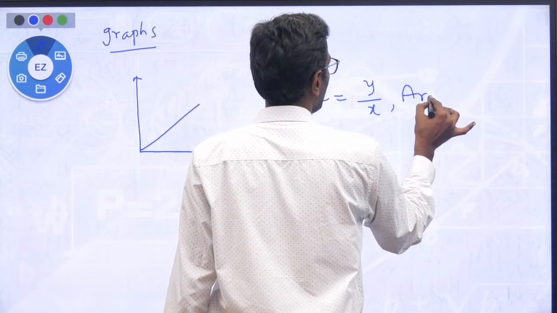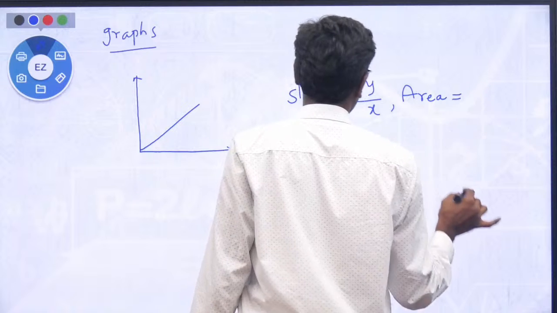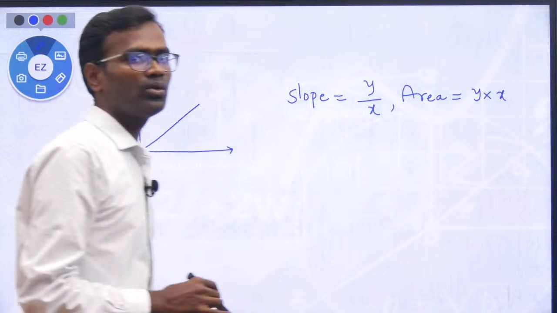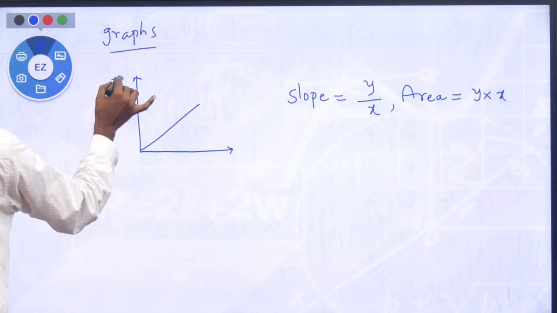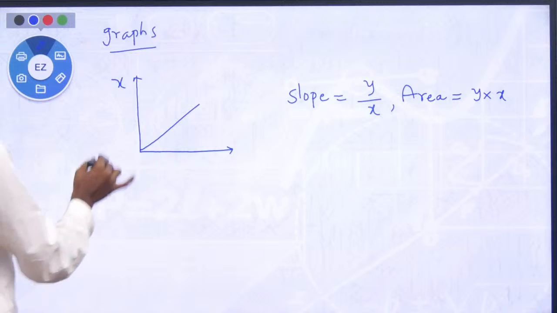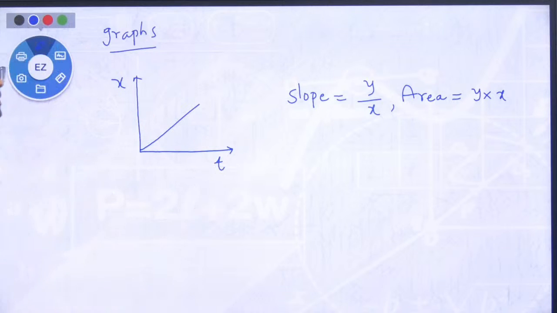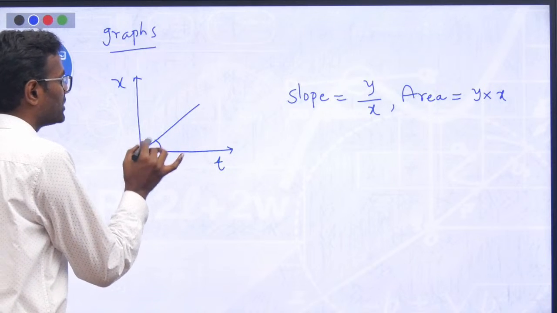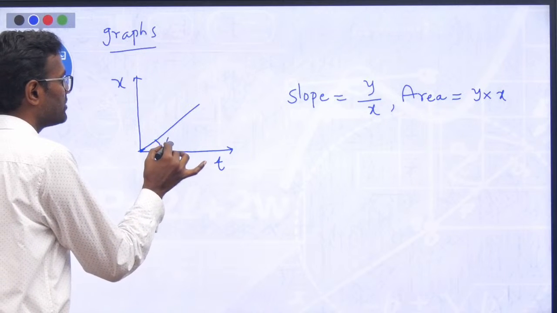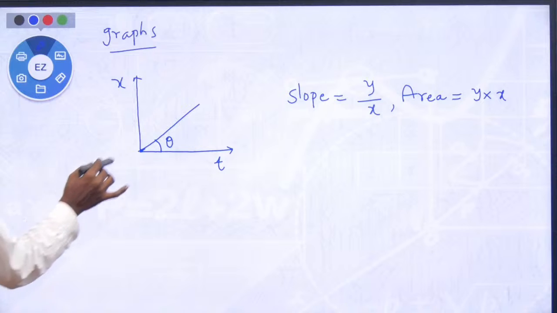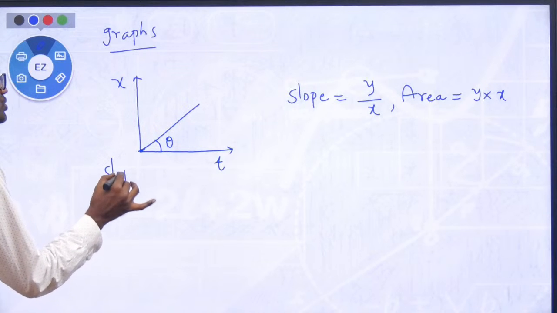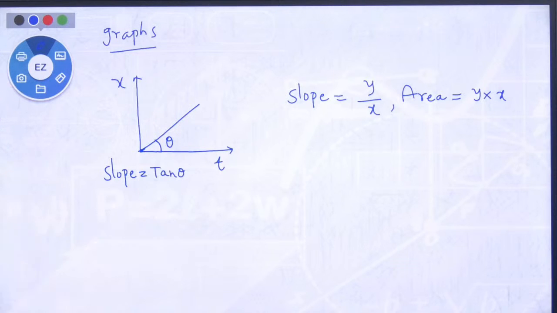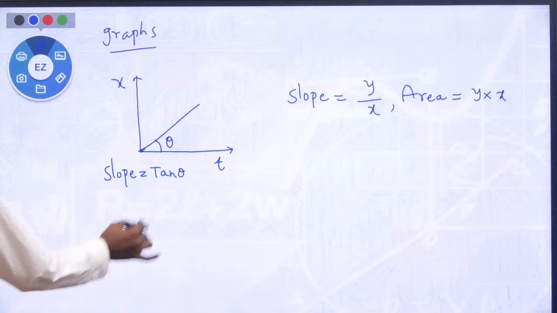Next one, area under the graph. Area under the graph gives y coordinate into x coordinate. So suppose I have taken y axis as position and x axis as time. So what is the slope of the graph then? This line passes through the origin, making a certain angle. So if the angle is given, then slope is equals to tan theta. Tan theta gives the slope of the graph, okay.